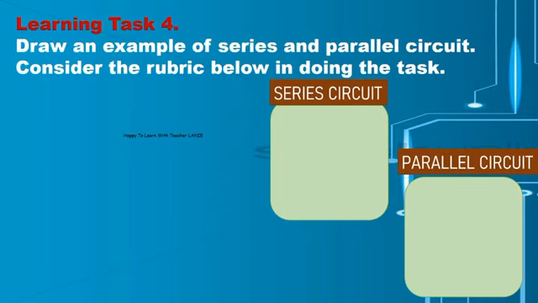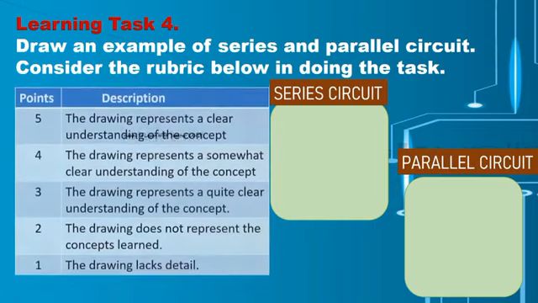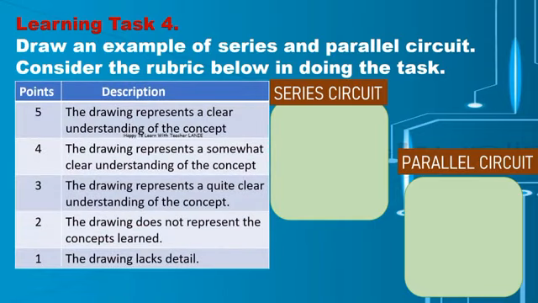Consider the rubric below in doing the tasks. 5 points: The drawing represents a clear understanding of the concept. 4 points: The drawing represents a somewhat clear understanding of the concept. 3 points: The drawing represents a quite clear understanding of the concept. 2 points: The drawing does not represent the concepts learned. 1 point: The drawing lacks detail.